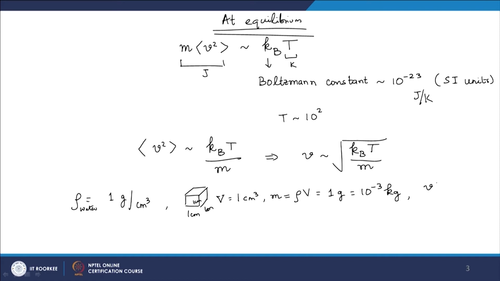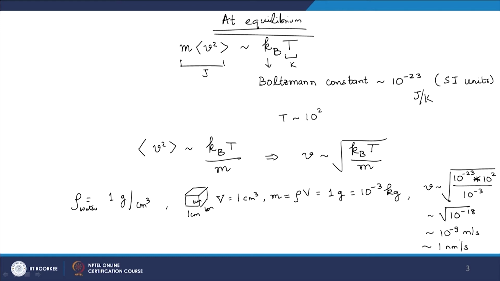And if I now compute the velocity, again there are prefactors here of the order of 1, but kB goes like 10 to the power minus 23, temperature goes like 100, and mass in this case is 10 to the power minus 3. So, this gives me 10 to the power minus 18 in SI units, that is, velocity of 10 to the power minus 9 meter per second, or 1 nanometer per second, right.